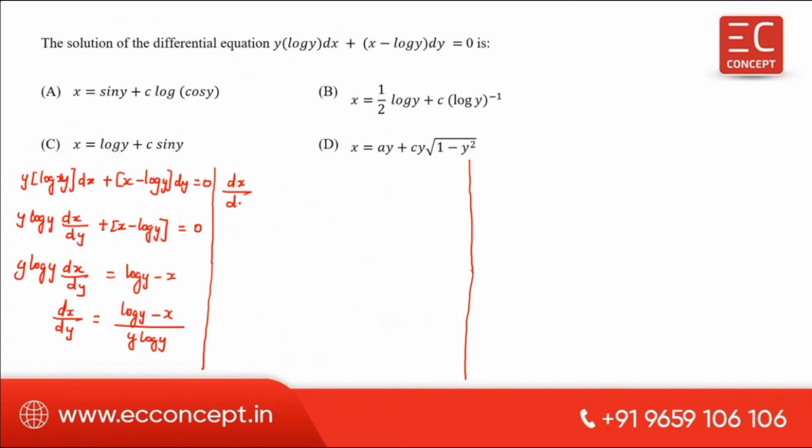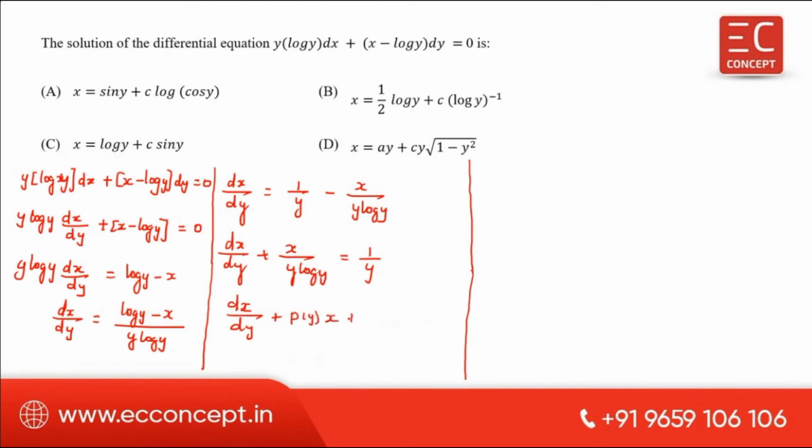Now dx by dy is equal to (log y minus x) divided by y log y. Therefore dx by dy, if you simplify this, is 1 by y minus x divided by y log y. Okay, now dx by dy plus x divided by y log y is equal to 1 by y. Now this is the form of a linear equation, dx by dy plus p of y into x is equal to q of y. Then what is the solution of this that we are going to do?